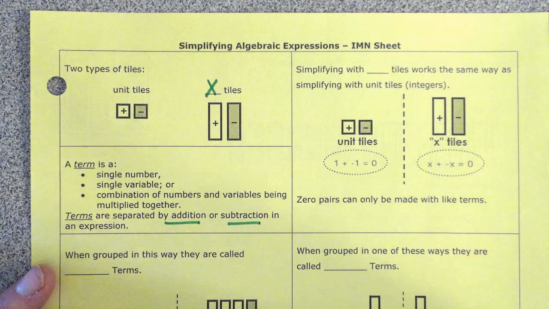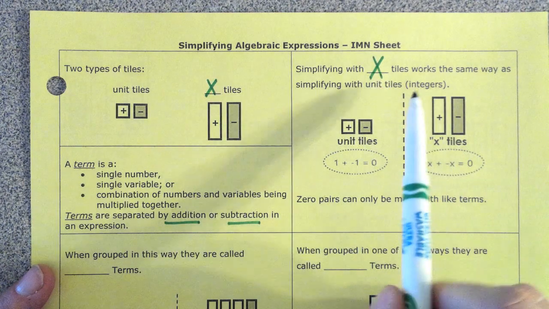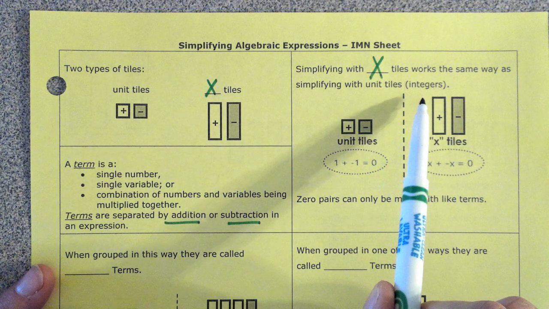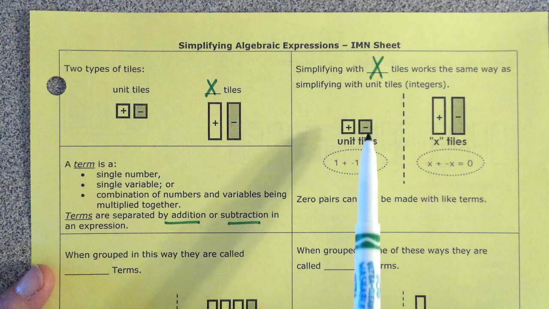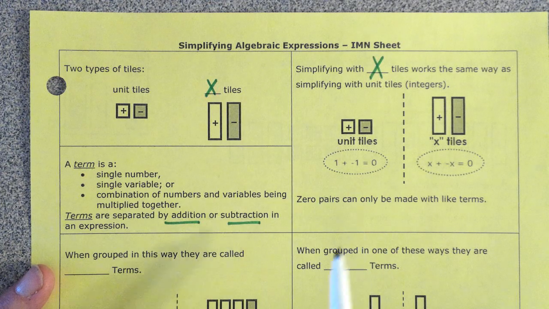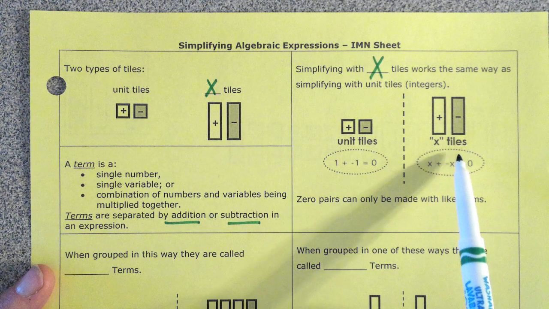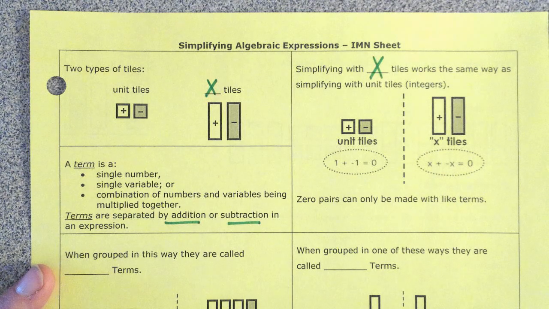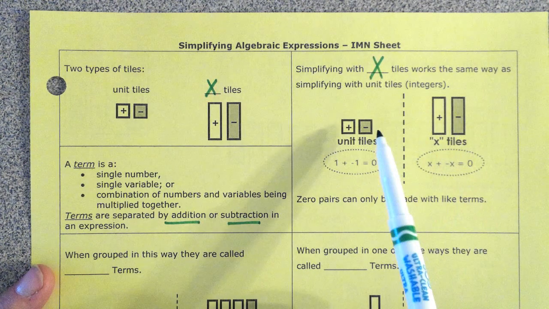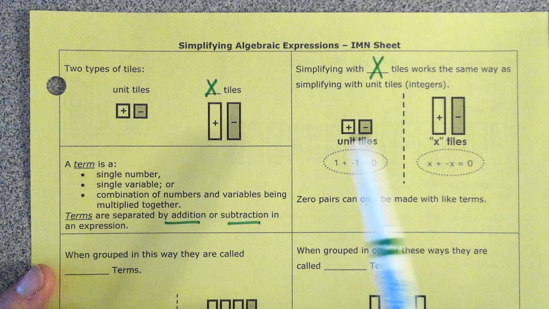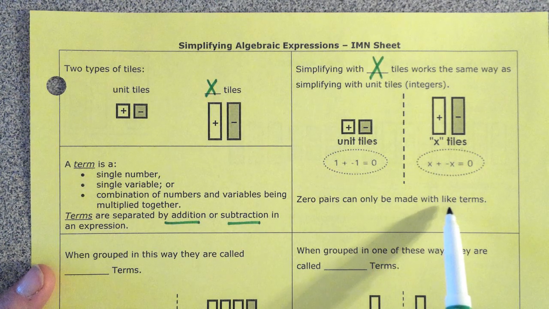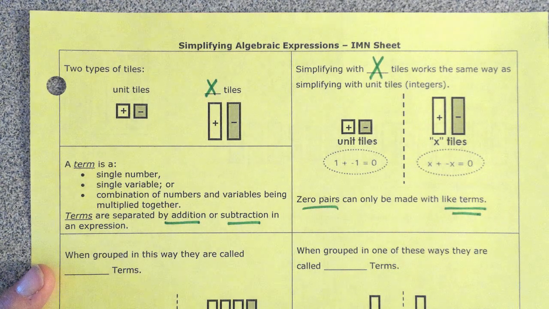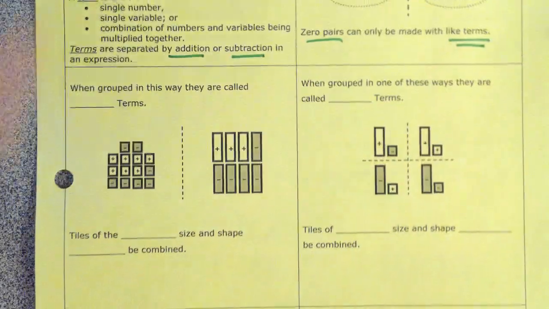Okay, when we are simplifying with x tiles, this will work the same way as simplifying with the unit tiles or integers. For example, a positive 1 unit and a negative 1 unit will cancel out to be 0. A positive x and a negative x can also cancel out to be 0. Cows can cancel cows and pigs can cancel pigs, but a pig can't cancel a cow or vice versa. 0 pairs can only be made with like terms. That's the only way to get a 0 pair. Alright, let's move on down.